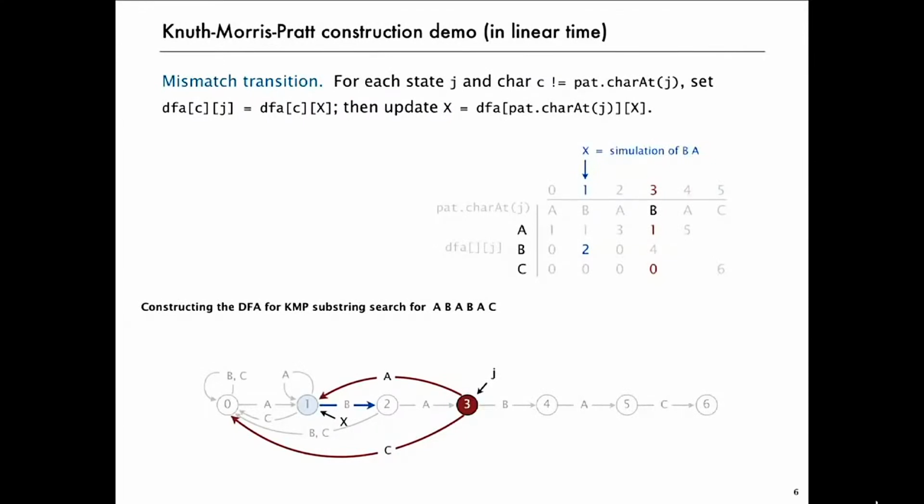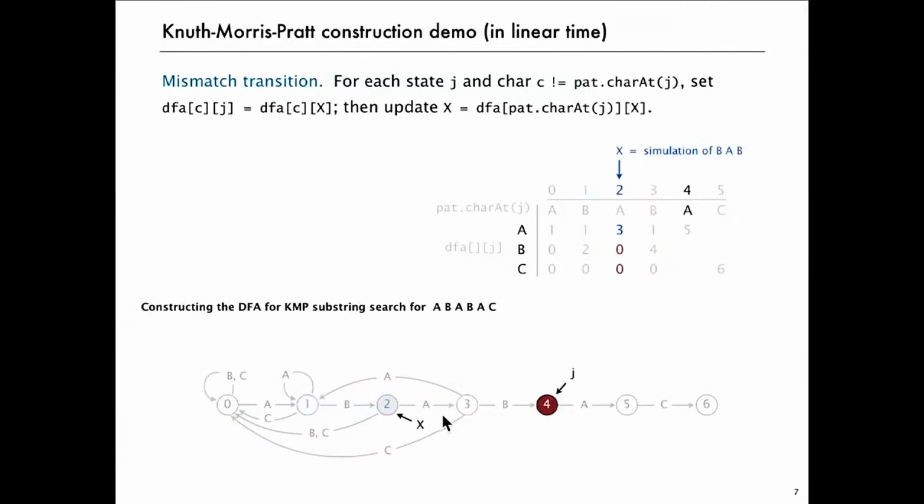And again, you can check what X is supposed to be. It's supposed to be where you would be if you started the machine on the pattern with the first letter cut off. So it's supposed to be where you would wind up if you got BAB, and that's a check. All right, so now it's straightforward. State 4, we have to fill in B and C. We go to X's column and copy over B and C from X's column. Then we update X. That's if you see an A, you go to state 3.